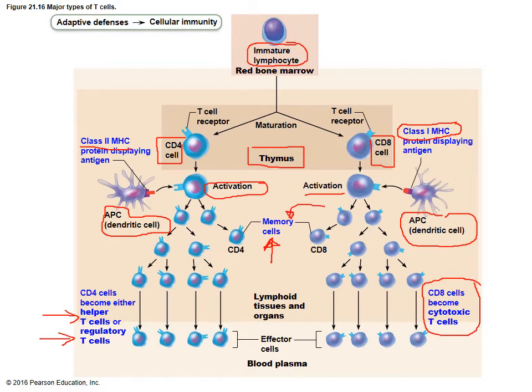Okay, so CD4 interacts with class 2 MHC and becomes a helper, a regulatory, or a memory T cell. CD8 interacts with class 1 MHC and will become your cytotoxic or your memory T cell.